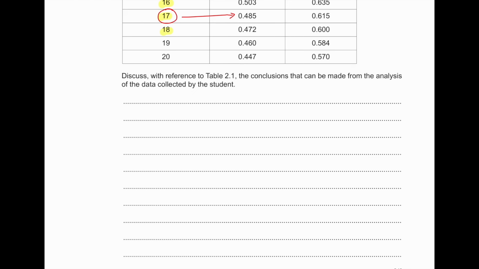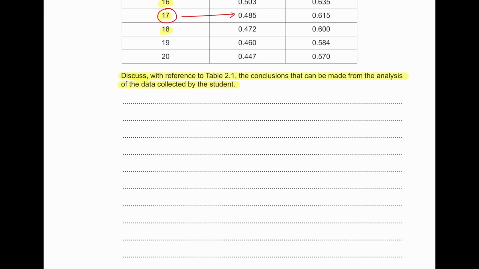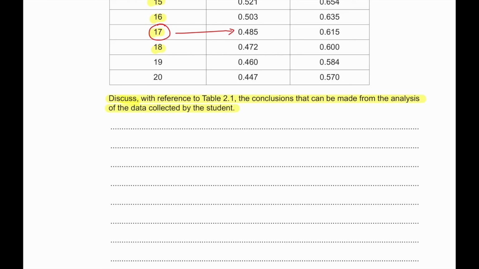Discuss with reference from table 2.1 the conclusions that can be made from the analysis of the data collected by the student. So the critical value for P equals 0.05 is 0.485.